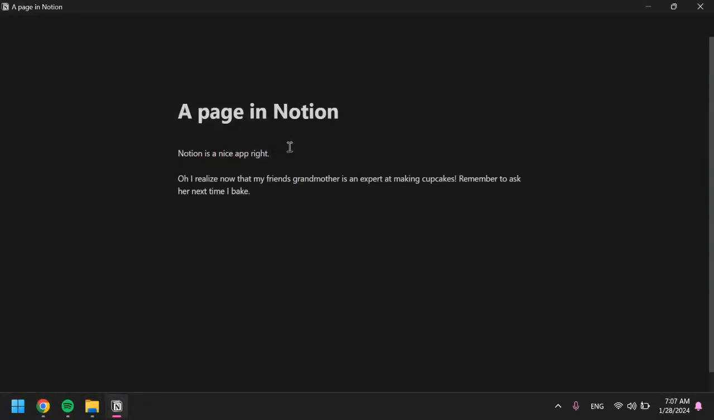So if you use Notion, you know what a page looks like, right? And maybe you write something about Notion. It's a nice app. And maybe you write something off topic, like, oh, I realize my friend's grandmother is really good at cupcakes. Oh my God, I have to remember to ask her the next time I bake. And maybe you want that piece of information to be in a place where you would see it when you do cupcakes. Maybe you have a page called About Cupcakes or something.